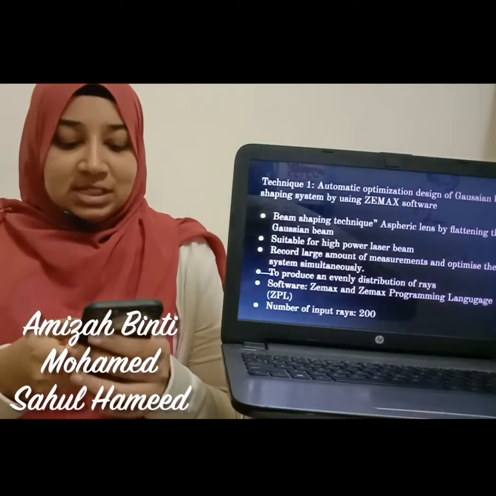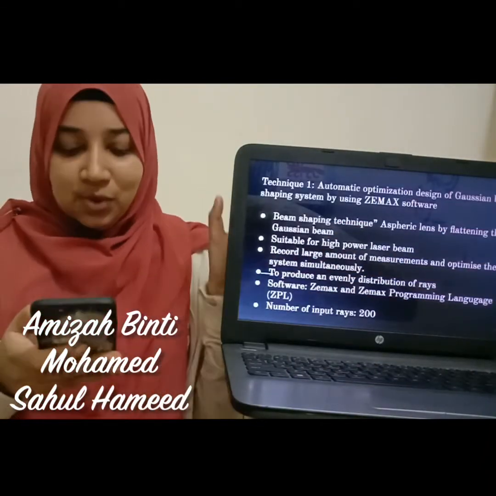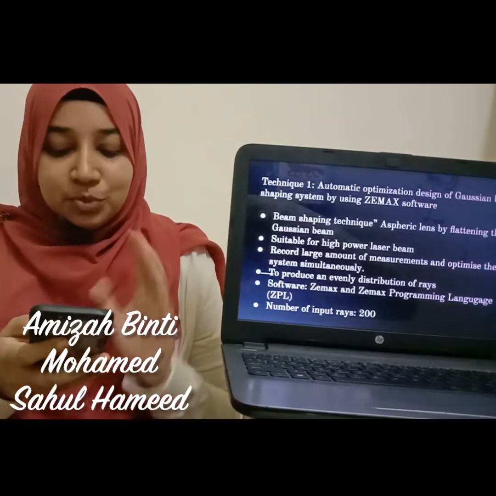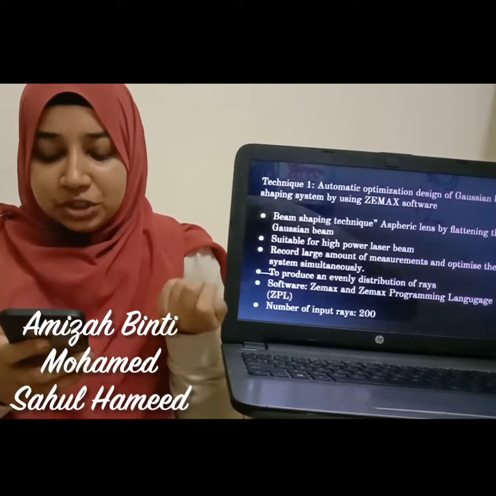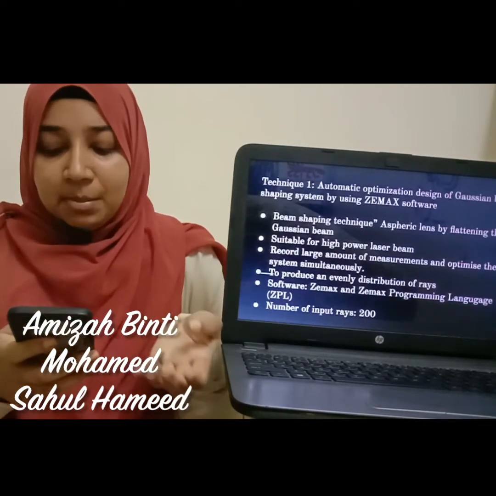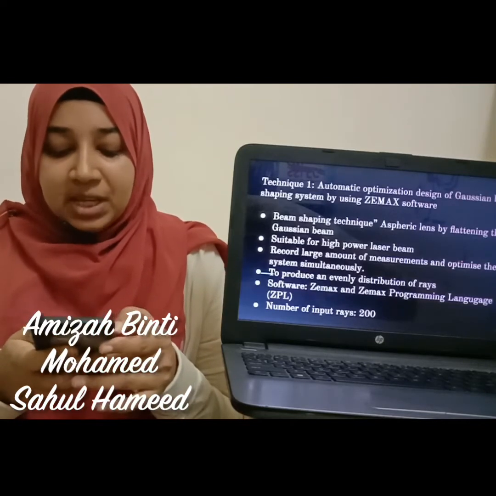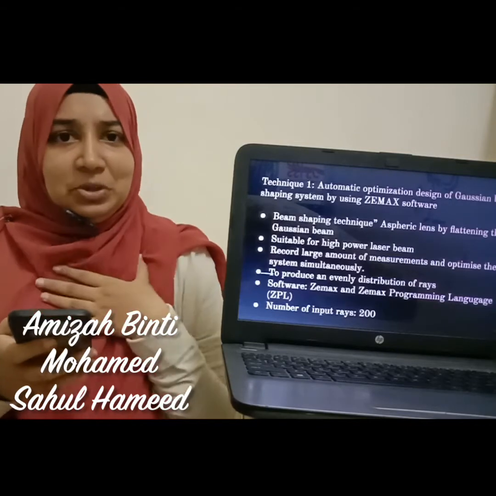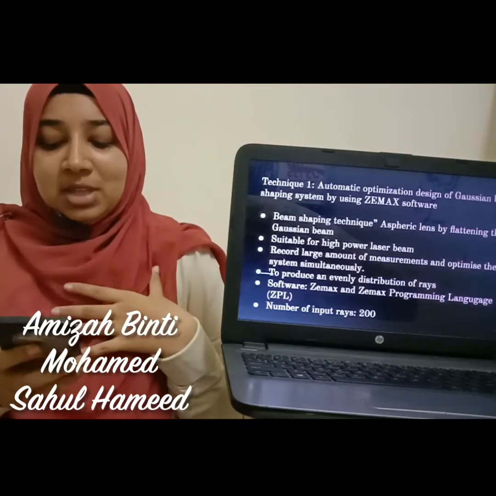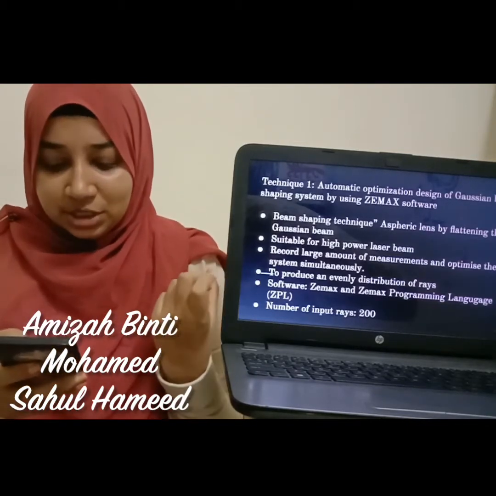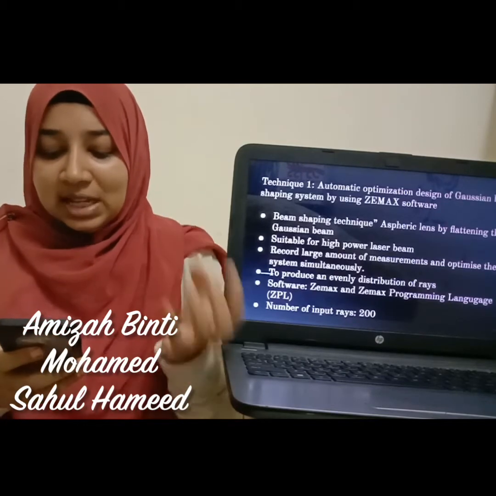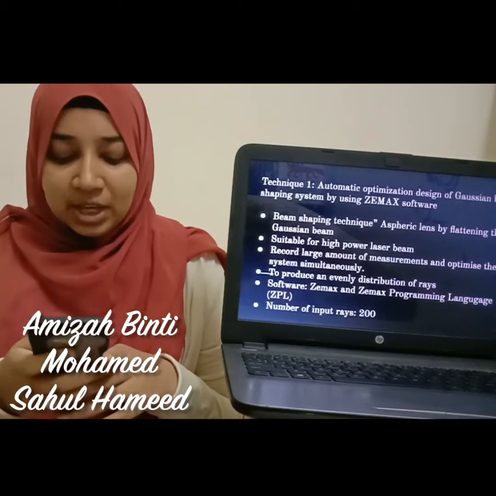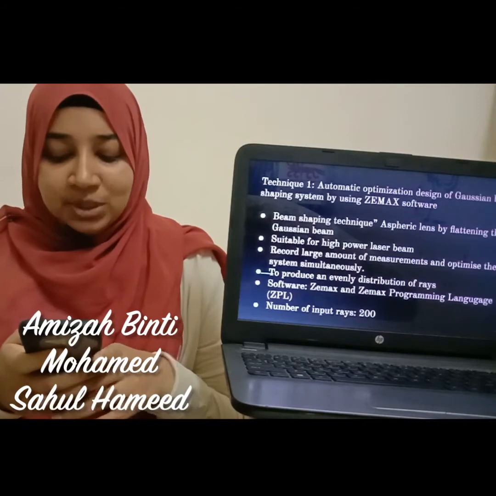The first paper that we review is Technique 1, with the title of Automatic Optimization Design of Gaussian Beam Shaping System by using Zemax software. The beam shaping technique used in this research is the aspheric lens, by flattening the Gaussian beam. It is suitable for high power laser beams.